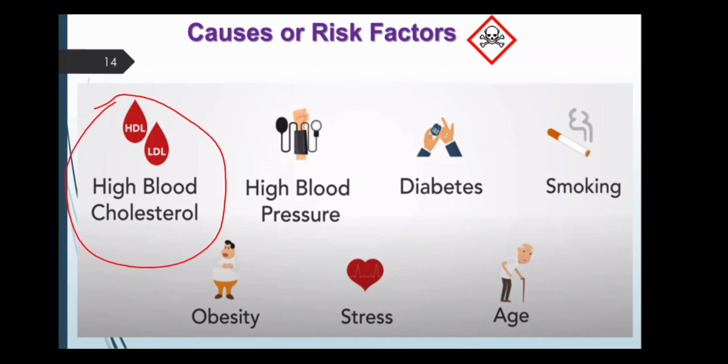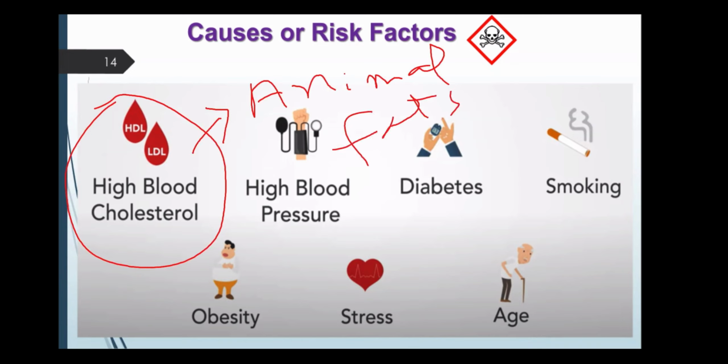High cholesterol. And what is this cholesterol? Cholesterol normally comes from animal fats. For example, if we eat cow meat or pork, our cholesterol level in our blood increases. Then we will have a high level of cholesterol in our blood.